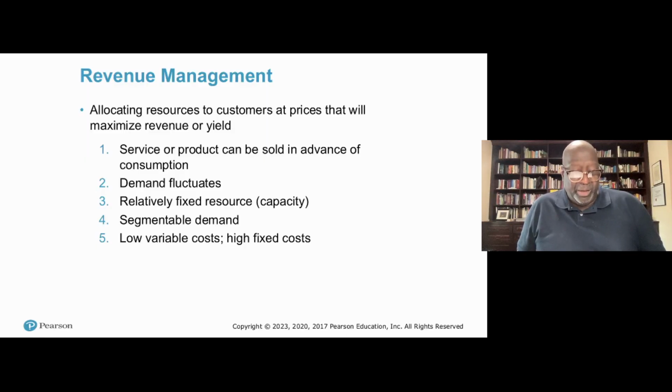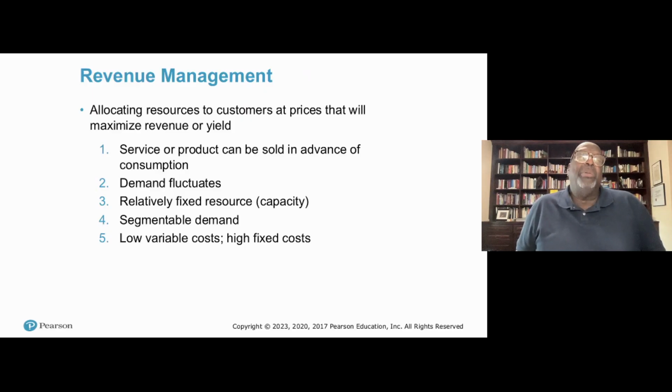Demand fluctuates significantly. Relatively high fixed resource or capacity. The price of a plane as a fixed capacity is quite high. So the company definitely wants to maximize revenue because, like it or not, that entire plane has to fly between the locations. So it needs to maximize the number of passengers on that flight.